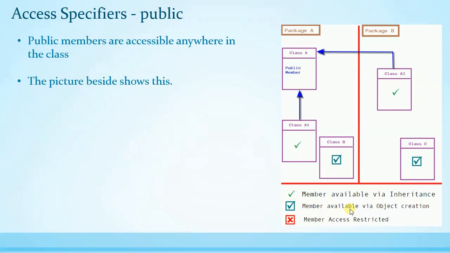In the picture, if you see, there are two packages. One is package A and the other is package B. In package A, we have a class called class A. It has a public member. Before the access specifier, we will look at the relation between these classes. Class A1 is derived from class A. That means A is the main class and A1 is a subclass. So there is an inheritance here.